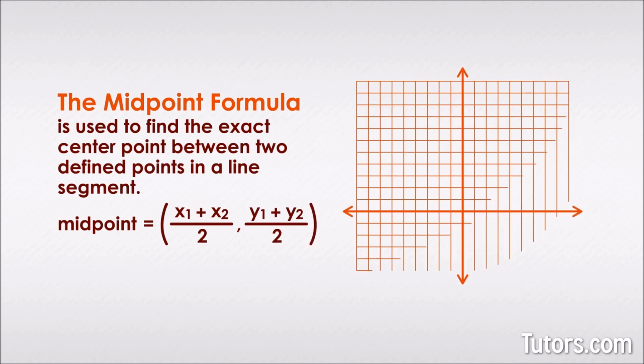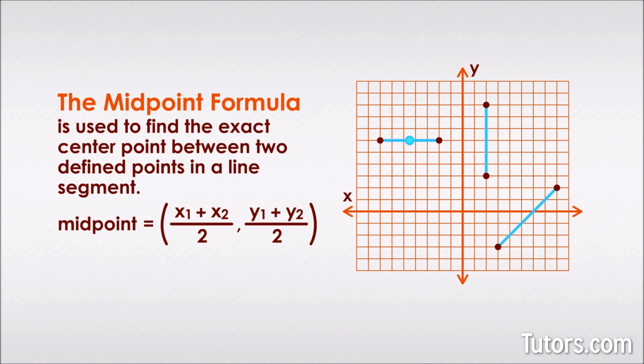In a coordinate grid, straight line segments can be horizontal, vertical, or diagonal. You can only find midpoints of line segments, not lines, since lines have no end. You need both endpoints to find the midpoint. You need one endpoint and a midpoint to find the other endpoint.